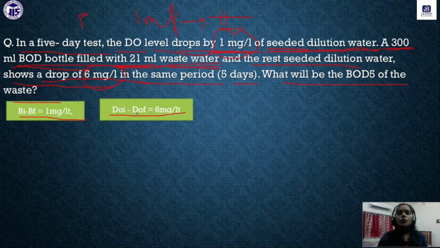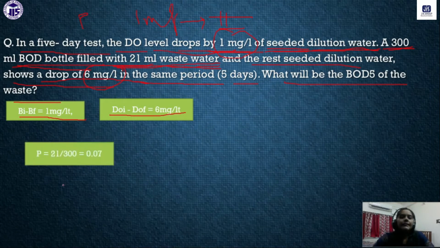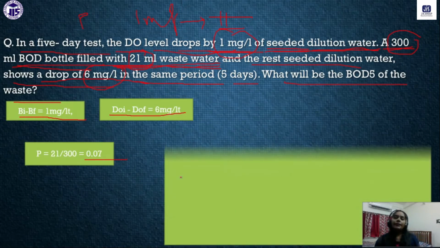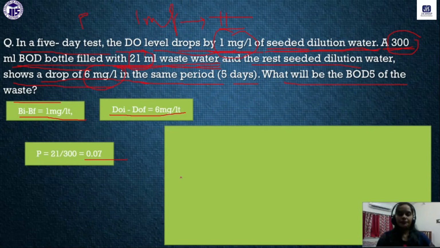So here you should understand the question. You should check what clues are given. And this is, of course, the P value, as I told you earlier. The volume of wastewater is 21 ml and the total volume is 300 ml. So obviously 21 divided by 300 will give you the dilution factor 0.07. Yes. So here is the total solution.